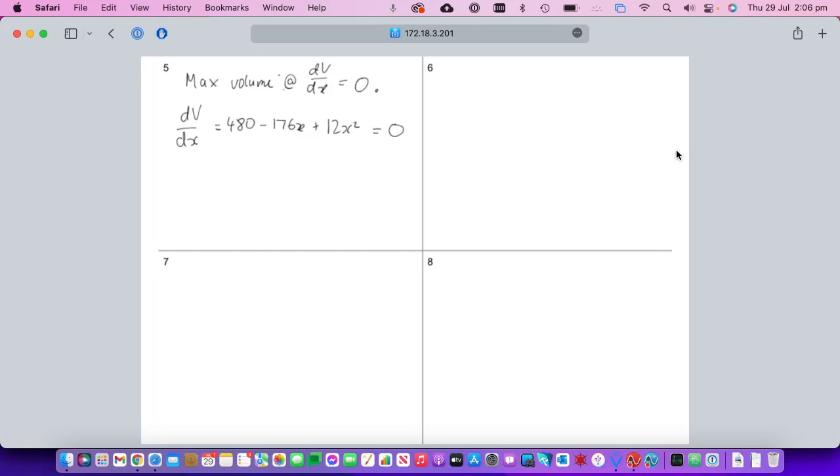The first thing I'm going to do is try and simplify my numbers here. I can see that all three of them are even, so I know there's a common factor of at least 2. With a bit of experimentation, you'll see there's actually a common factor of 4. When I've got an equation set equal to 0, dividing by a common factor is really useful, because when you divide the 0 side by a number, it's still 0. So I'm going to divide by 4, and I get 120 minus 44x plus 3x squared is equal to 0.